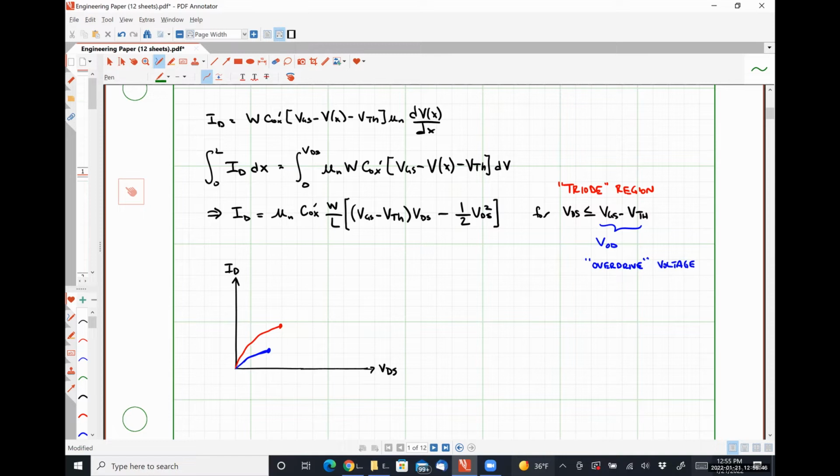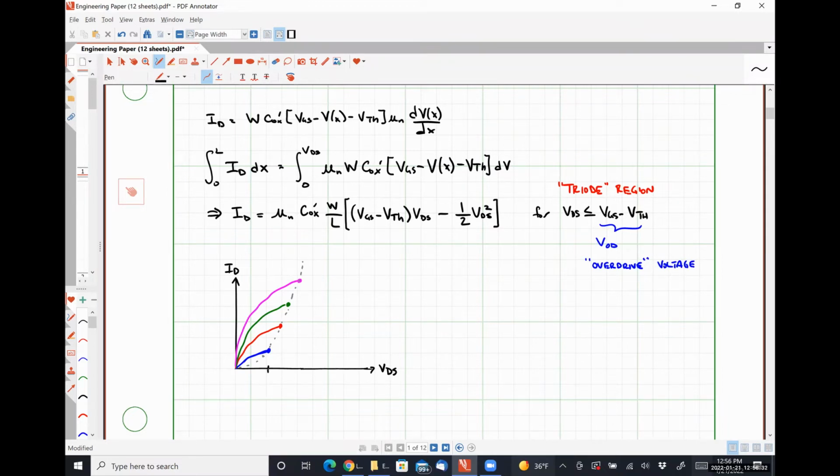Actually, that one should go a little bit further. Let's see. I'll do gray. This dashed gray line that I'm attempting to draw here should look roughly parabolic. Okay. Each of these different curves corresponds to a different overdrive voltage.